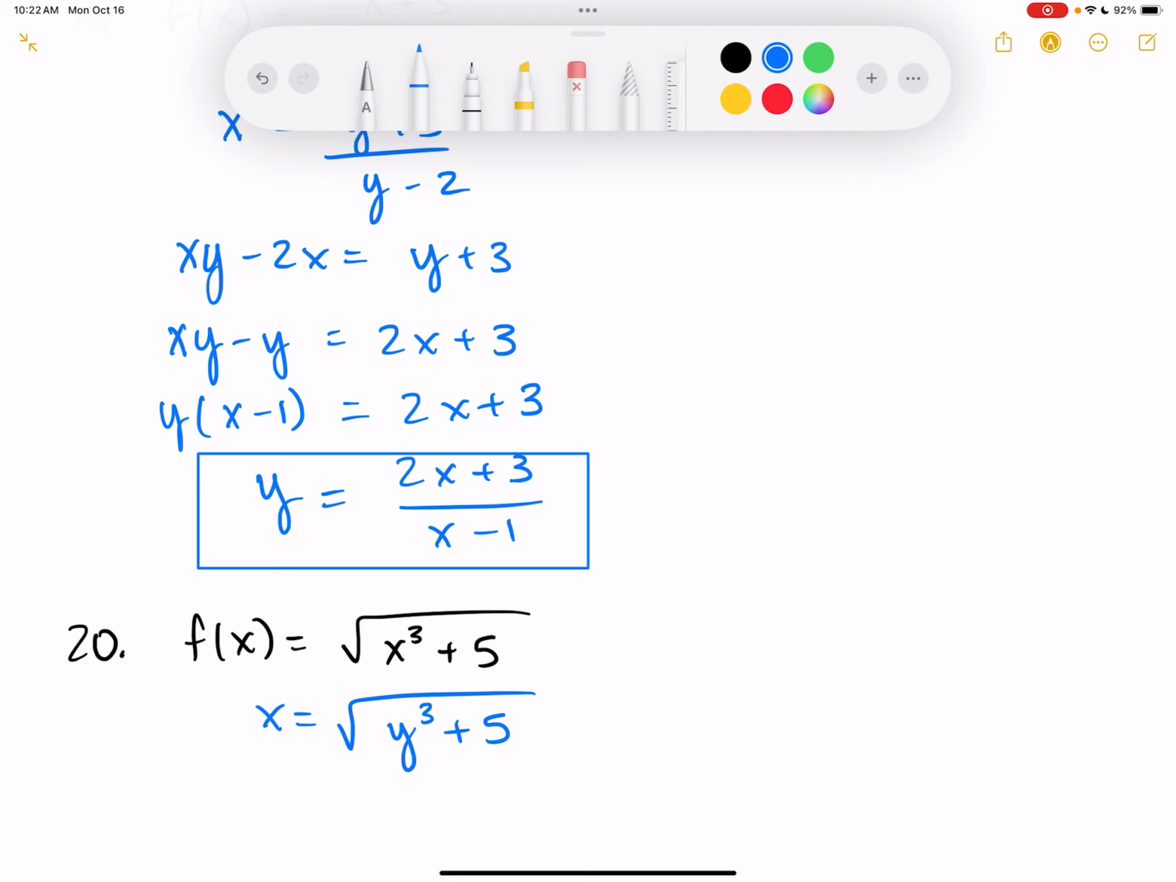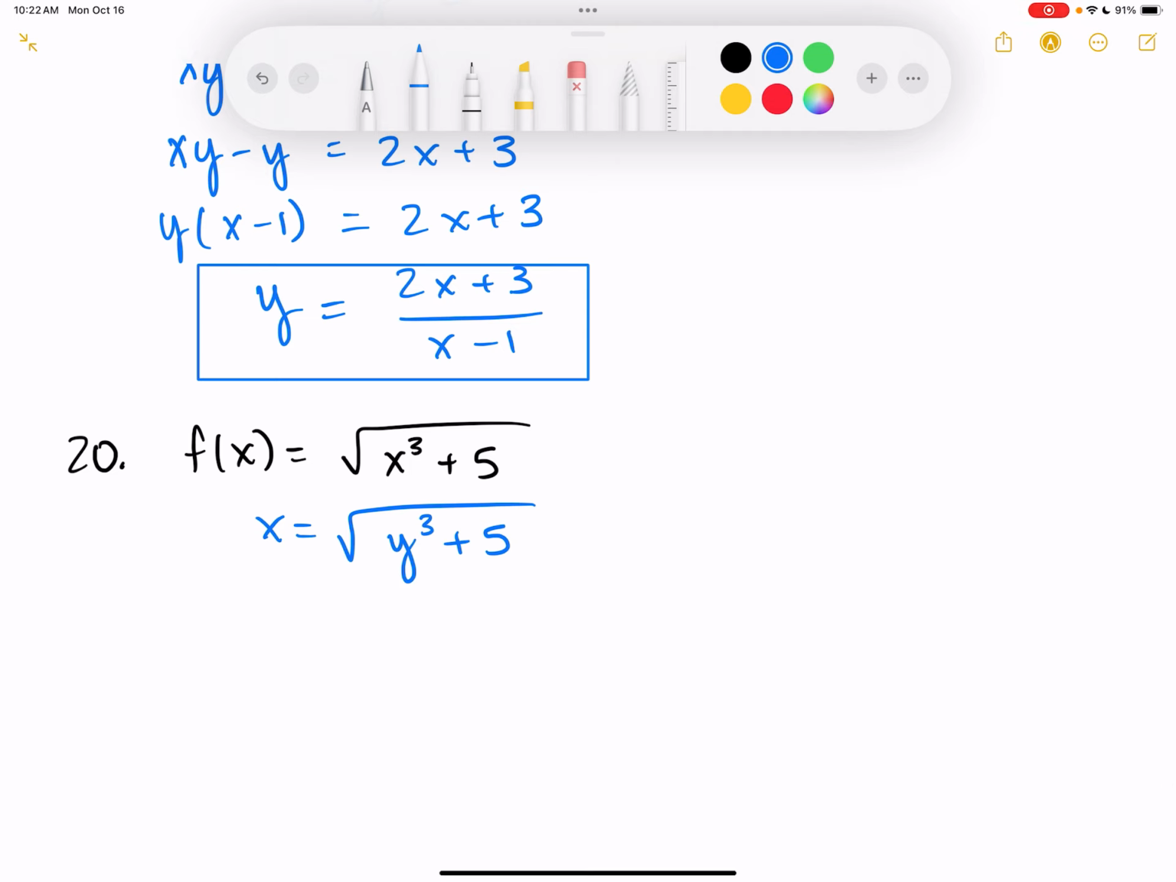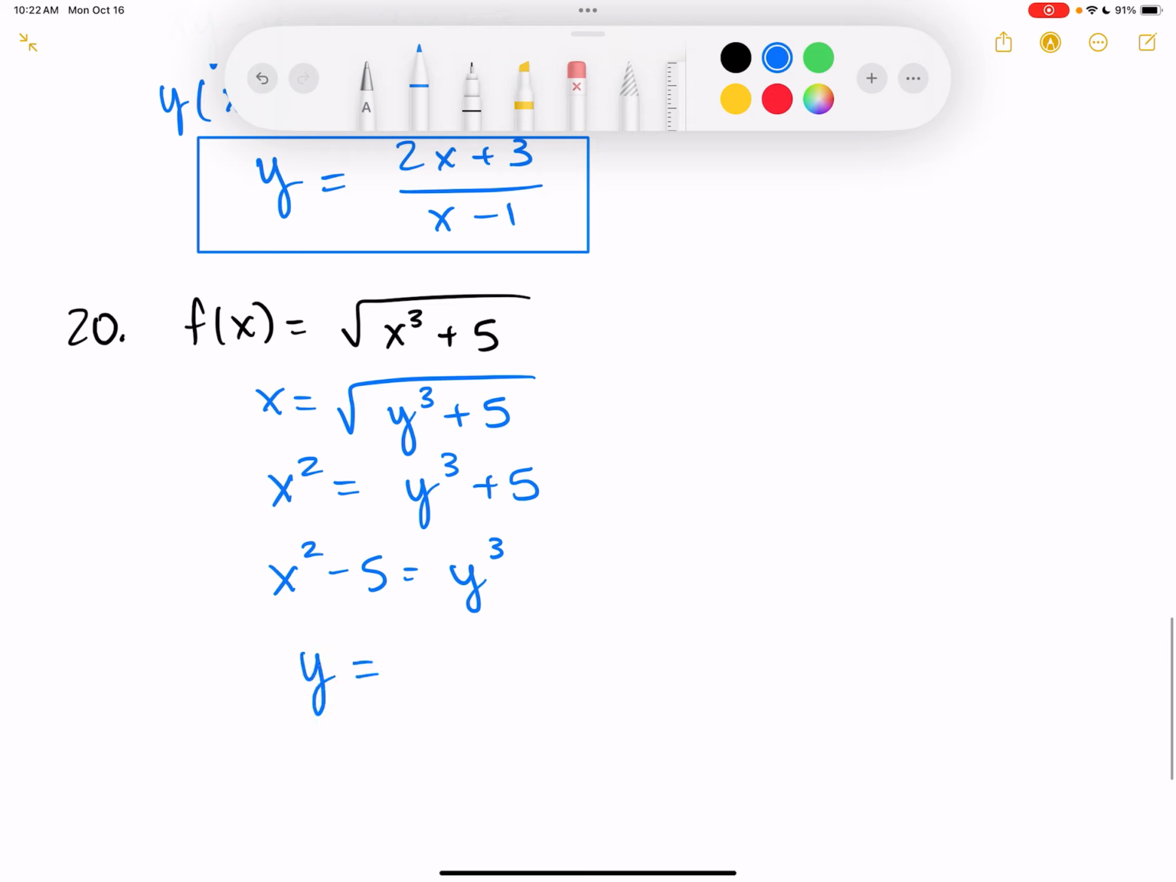So now y'all walk me through what I need to do. Square both sides, so x squared is equal to y cubed plus 5. Now what? Trying to get y by itself. So x squared minus 5 equals y cubed. And lastly, what would I do? Yep, cube root, so y is equal to the cube root of x squared minus 5.